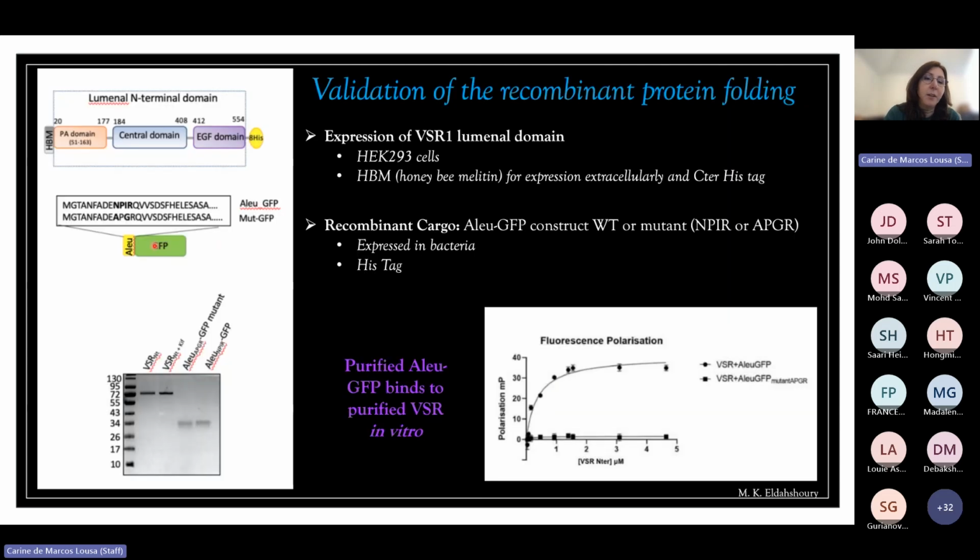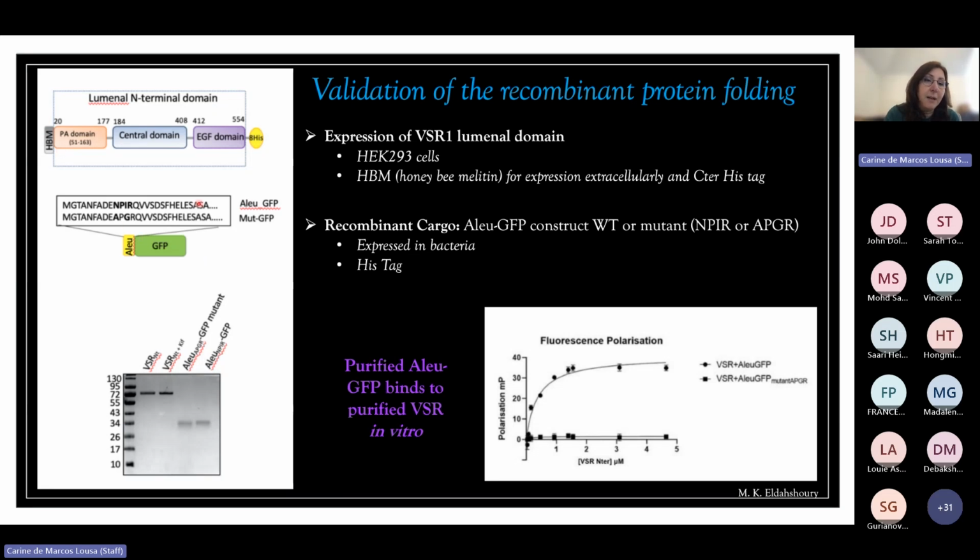So we started a collaboration with the OPPF, the Oxford Protein Production Facility, and they did these different types of expression for us. They found that the best expression system was HEK cells, and that expressing the full-length VSR didn't work very well, so we only expressed the luminal domain with the PA, the central domain, and the EGF domains, tagged with an 8-histidine tag at the end and an HBM, honeybee melittin tag, at the beginning for expression in the extracellular medium, from which it is purified.